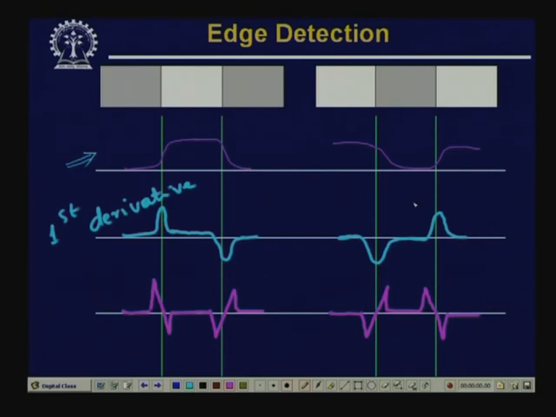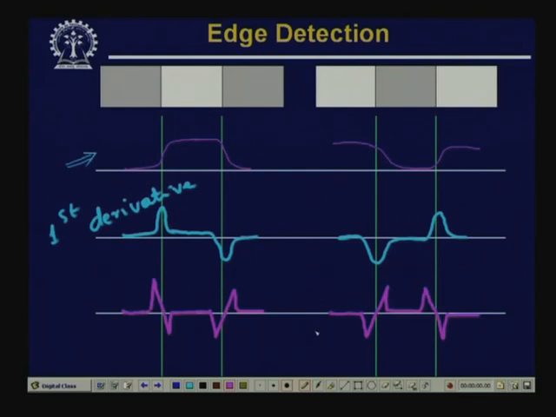Similarly, here, you find that the second derivative is positive on the darker side of the edge and it is negative on the brighter side of the edge, and that can be verified in both the situations, that the second derivative is becoming positive on the darker side of the edge, but it is becoming negative on the brighter side of the edge.